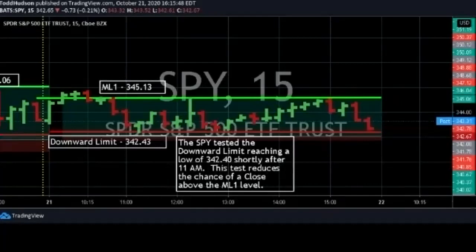The probability of a close above the ML1 decreases quite significantly. I believe it's around 47%. So if you reach the ML1 and then we get a move to the downward limit, the probability is around 47% that you would actually get a close above the ML1.